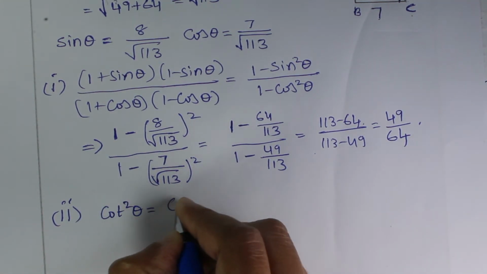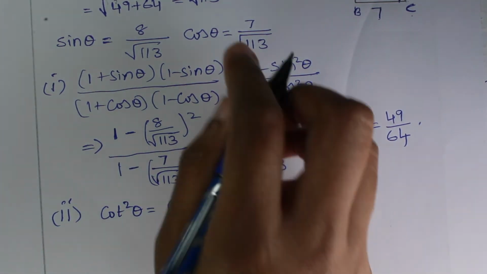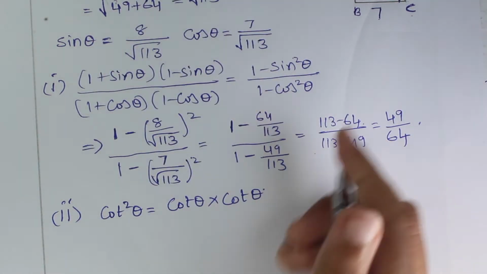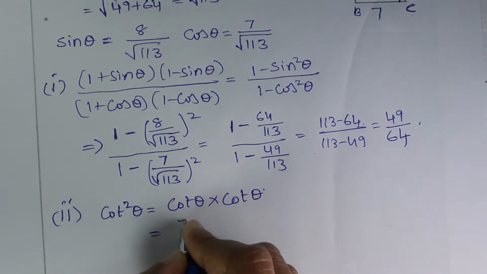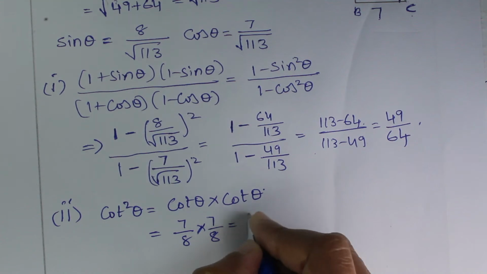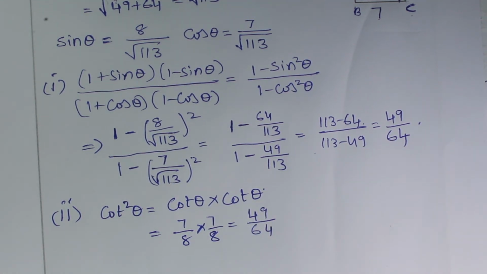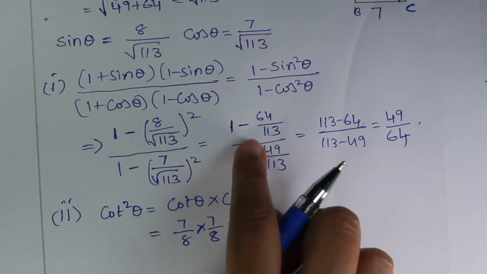What is cot square theta? It is cot theta into cot theta. We know the value of cot theta is 7 by 8. It is equal to 7 by 8 into 7 by 8, which is equal to 49 by 64. See, we see that both the values are equal, right?